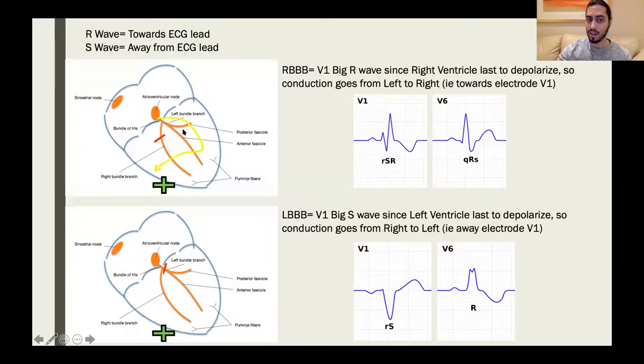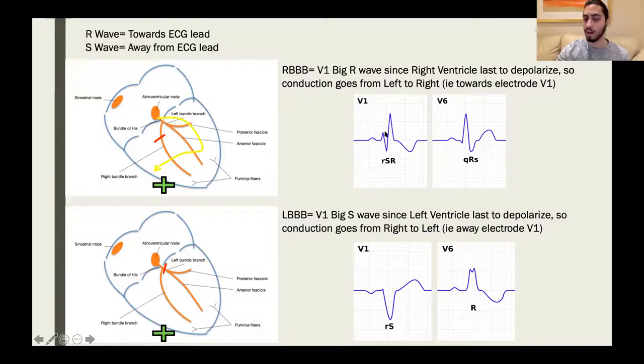Then you get a bit of an S wave because everything on the left side is getting depolarized, which is away from V1. So you get this bit. And then you get this slow, but you do get your electrical potential going towards V1. And then you get this large R wave that you see in V1. So that's why you get that M shape and that RSR complex in V1 in right bundle.